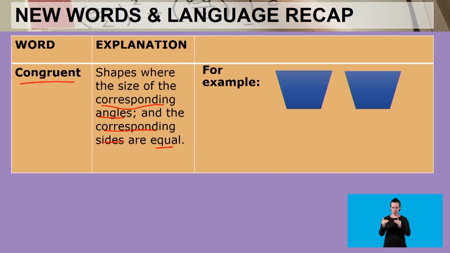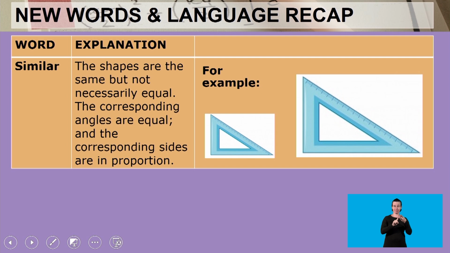Remember, corresponding means that if you are looking at that side on the left of that diagram, you will also be looking at the left-hand side of the next diagram. And the same with the angles, corresponding angles. If you are looking at an acute angle of that diagram, you then find a corresponding acute angle in the next diagram, because that's what corresponding would mean. And then the next word that we've learned is similar.